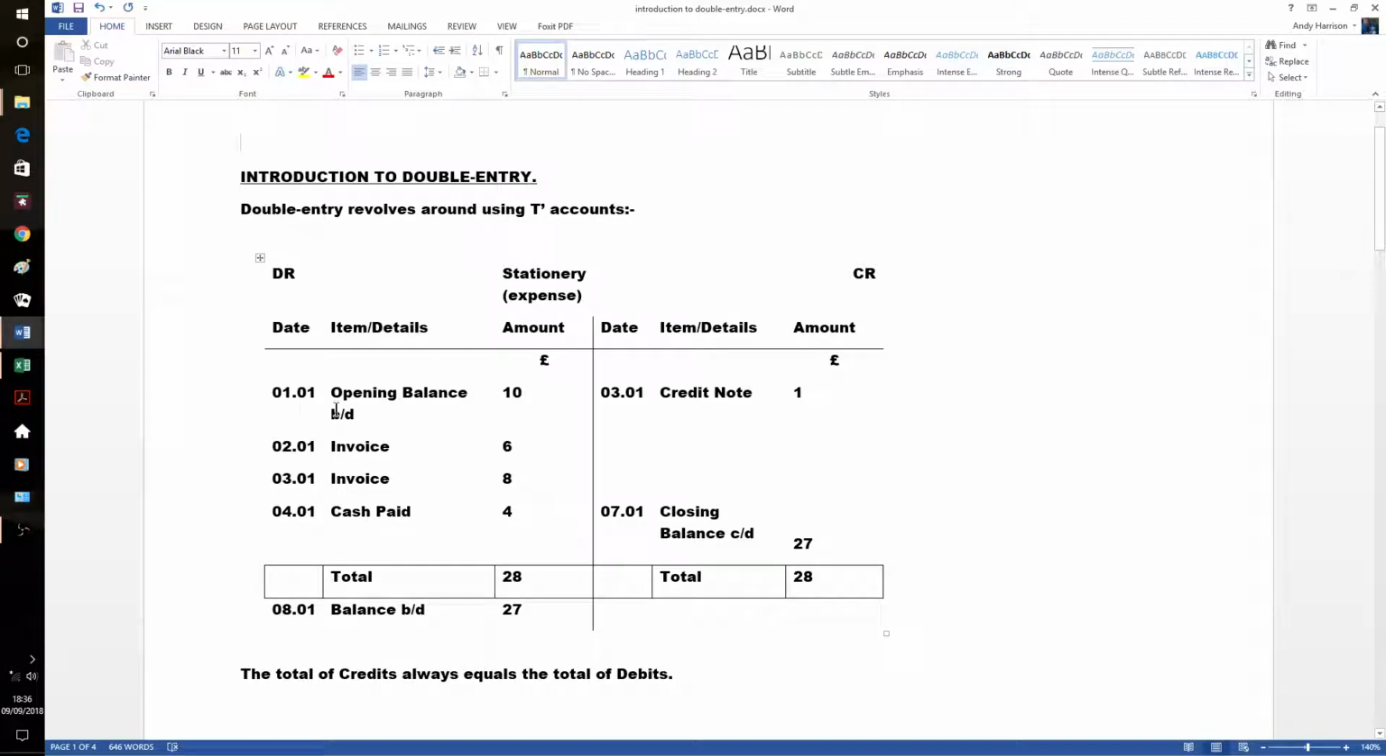So date on the left, item or details, usually signposting the double entries. And the story of this one is that on the 1st of January we'd already paid out £10 for our stationery. We've got a couple of invoices coming in on the 2nd and the 3rd, and then we bought some for cash. It's still a stationery expense whether we pay an invoice or whether we pay for it in cash. And then we must have sent some back, a very small item.